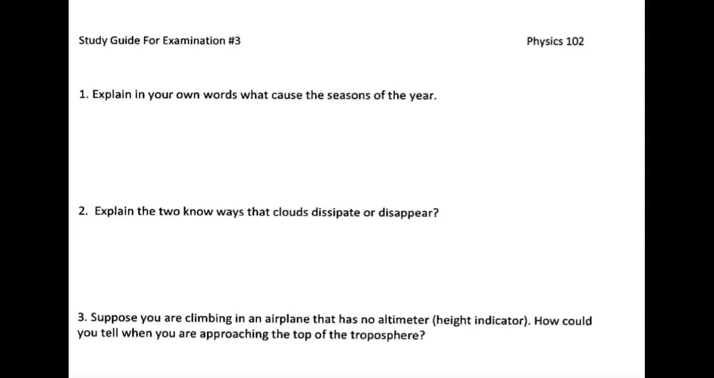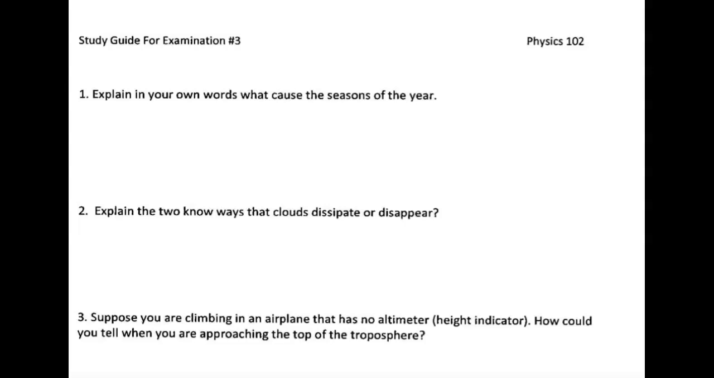Number 1, explain in your own words what causes the seasons of the year. Often students give the wrong answer to this question. They give it as if the distance of the earth from the sun causes the seasons of the year. And nothing could be more wrong. It is not the distance. It is not the distance. It is the tilt, T-I-L-T, of the north-south pole relative to direct sun rays.